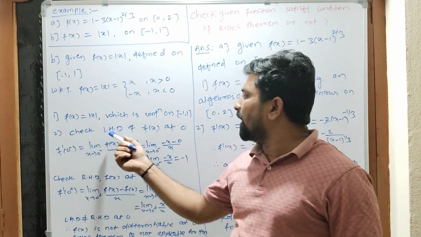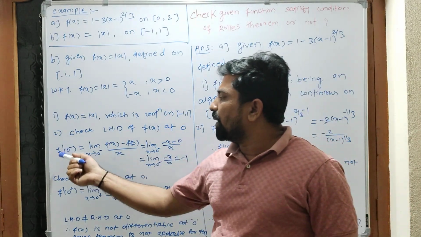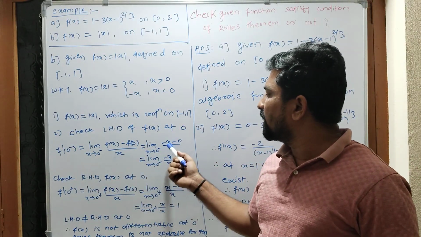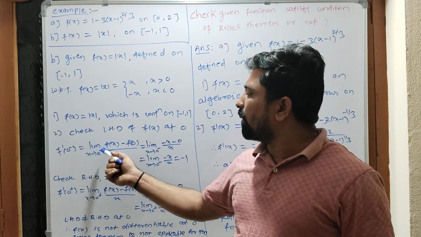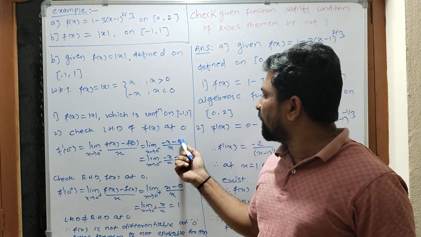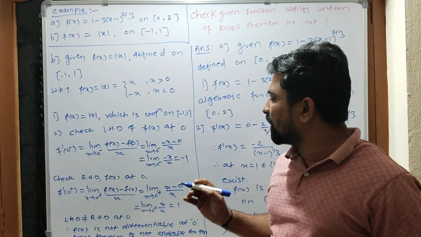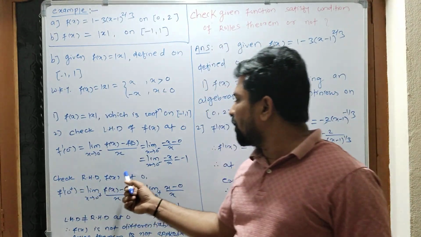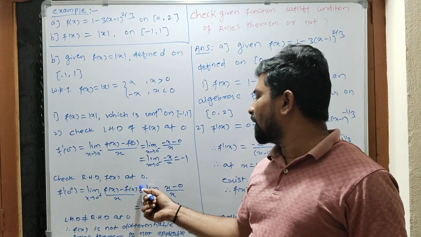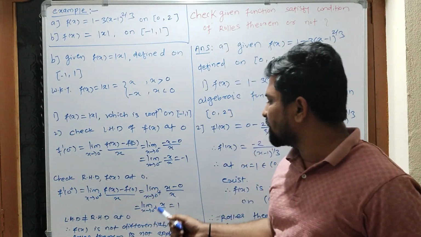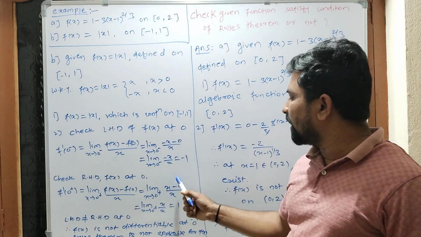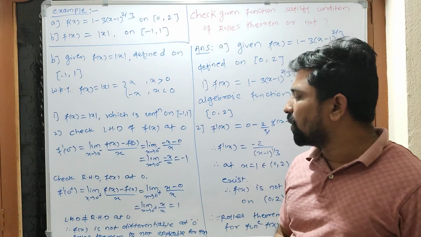Here check the left hand derivative of the function at 0. f dash at 0 minus is limit x tends to 0 minus of f of x minus f of 0 by x. When x tends to 0 minus, the value of f of x is minus x, minus 0 by x, minus x by x, that is minus 1. And check the right hand derivative of the function at 0. f dash at 0 plus is limit x tends to 0 plus of x minus 0 by x. Here x gets cancelled. This is equal to 1.